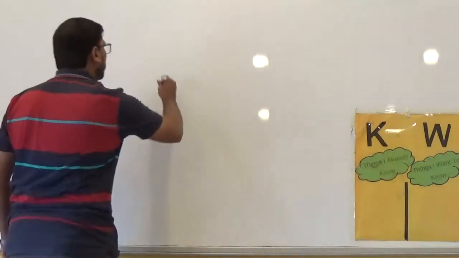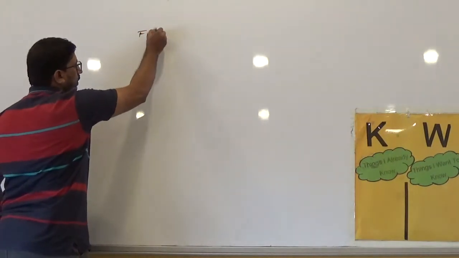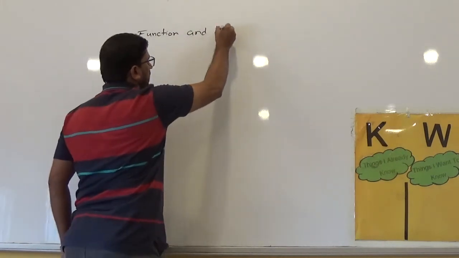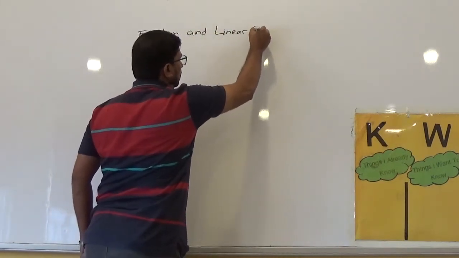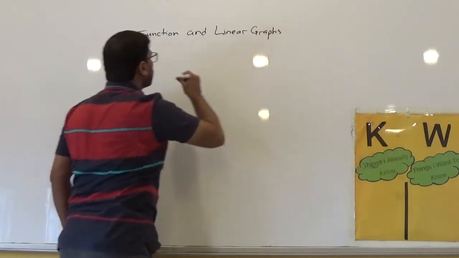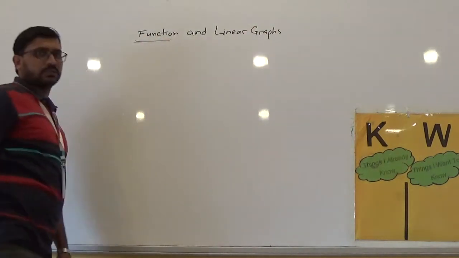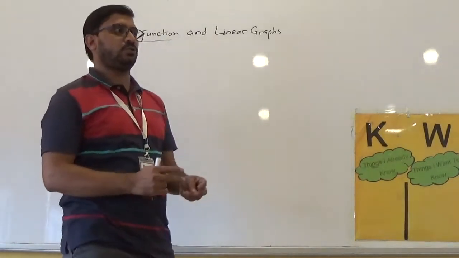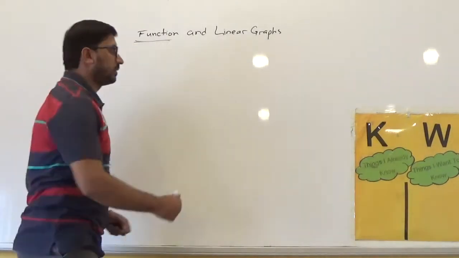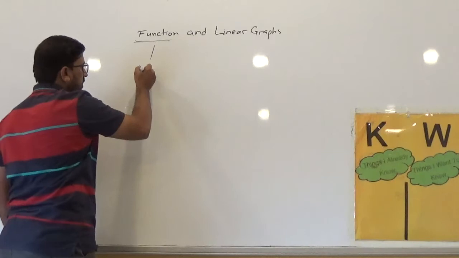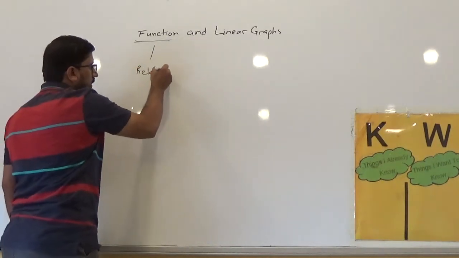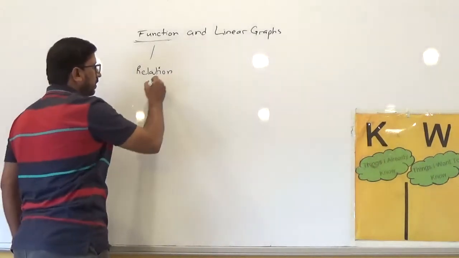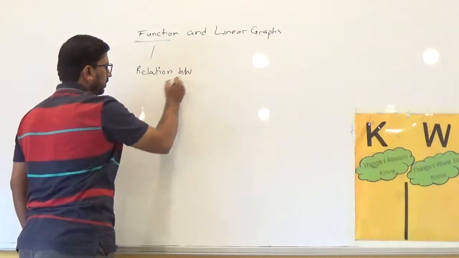So first I would like to discuss the topic, which is functions and linear graphs. The very first thing: what is a function? A function means a relation between two variables or more than two variables. Simply, it is a relation showing the relationship between two values, a relation between two variables.